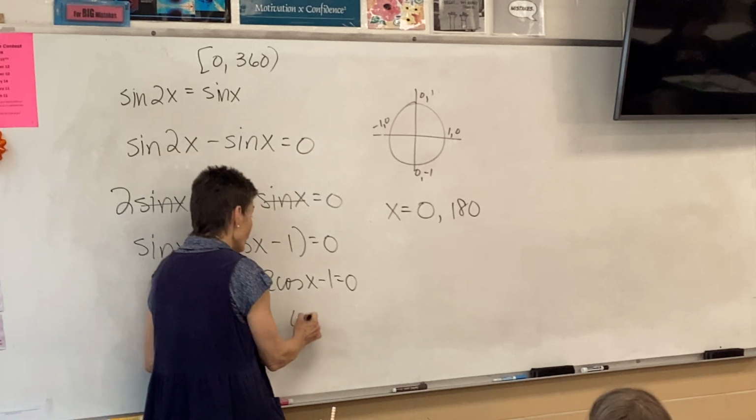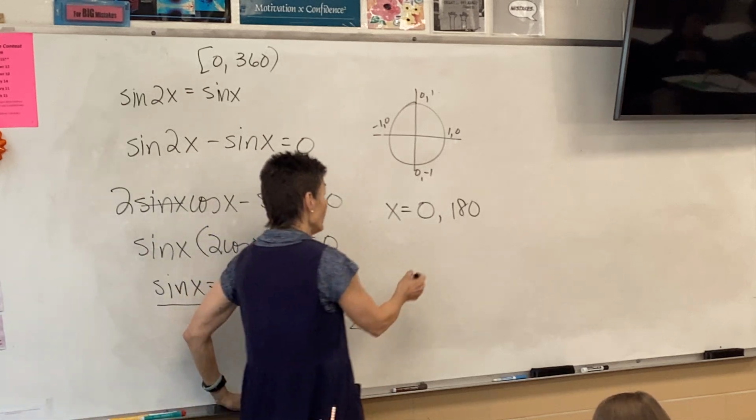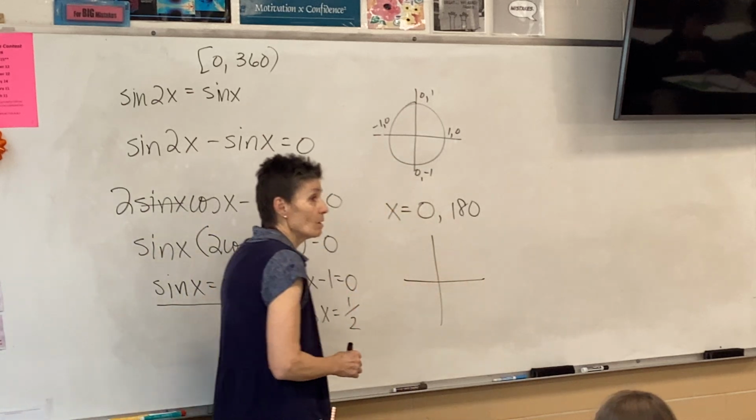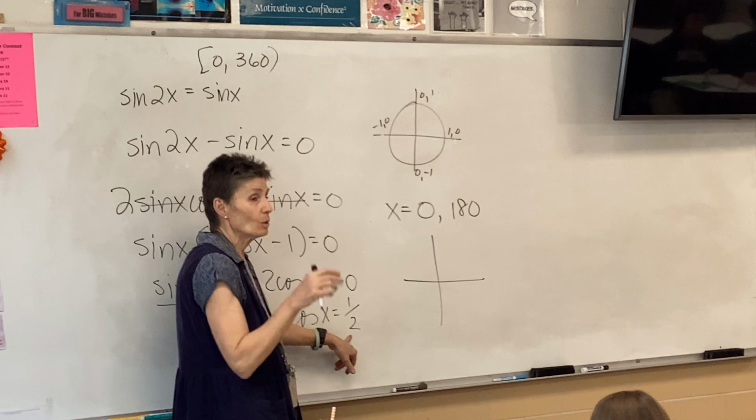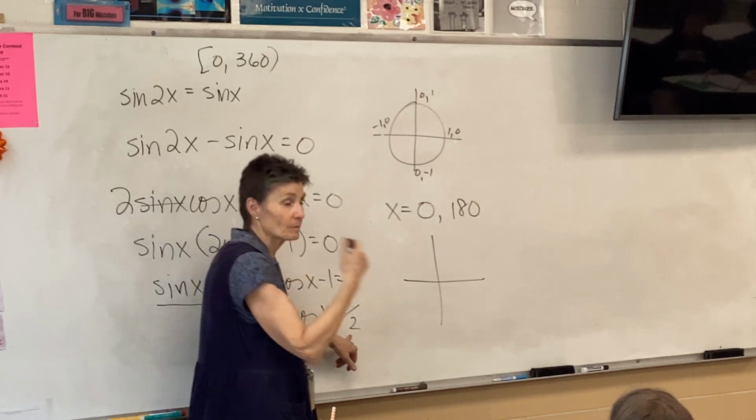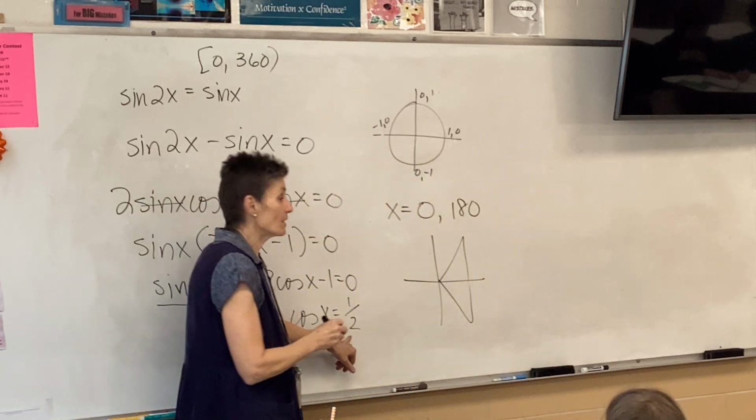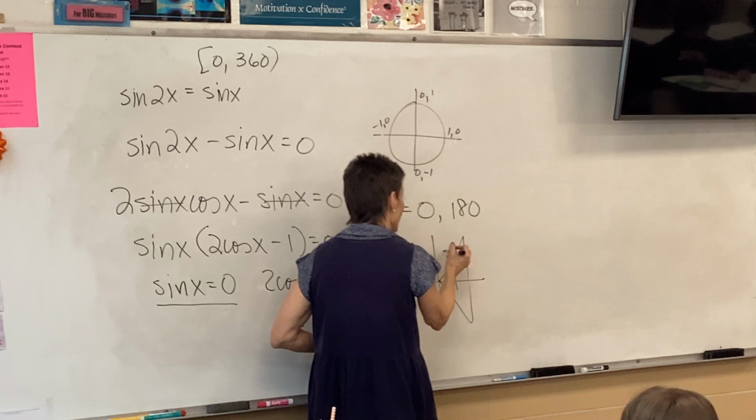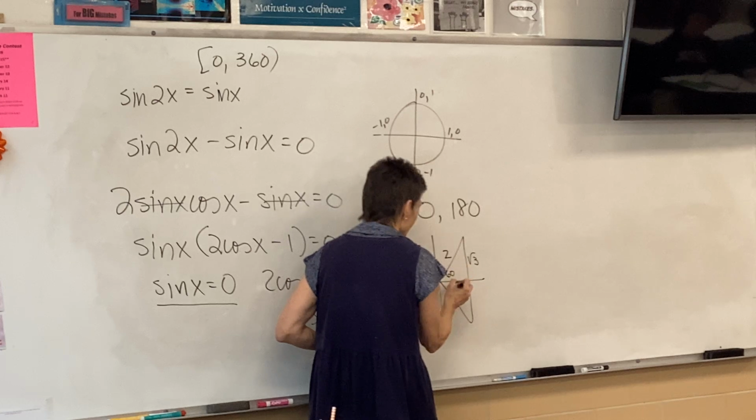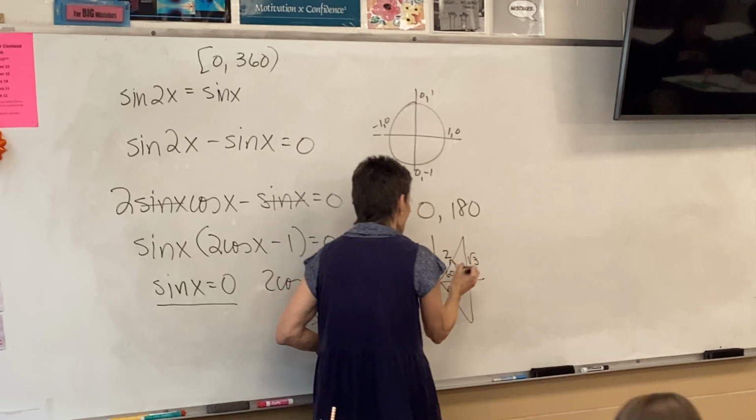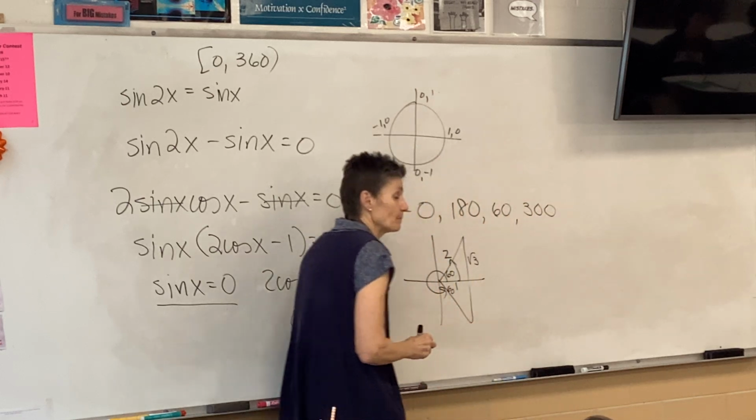This one says cosine x equals 1/2. Now that will be triangles. Cosine is x, it's positive. Where is x positive? In quadrants 1 and 4. And cosine is adjacent over hypotenuse. So this is root 3, that's 60 degrees. 60 and 300. So my answers are 60 and 300. Exactly right. Good job.